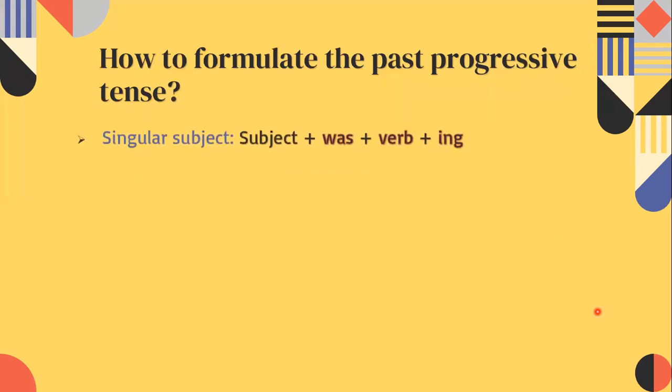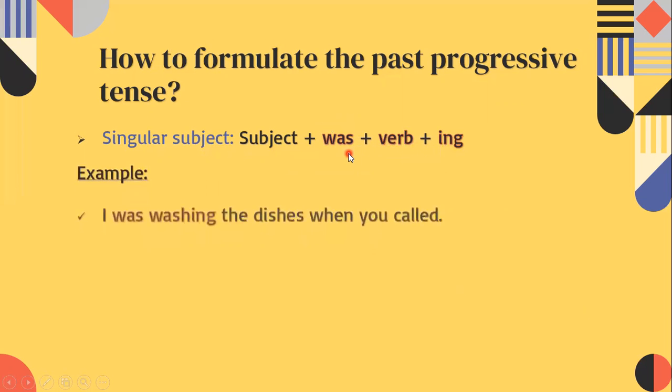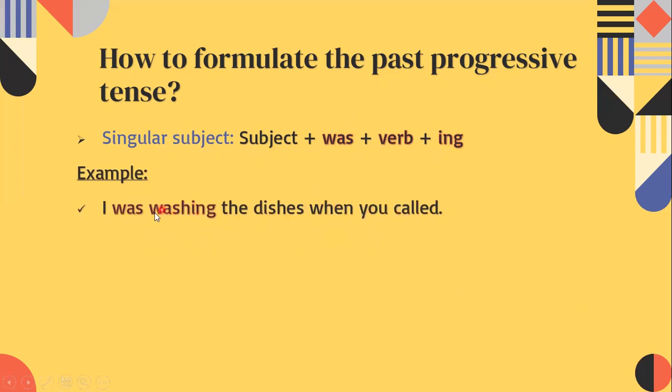Now, it depends on the subject. If the subject is singular, which means one person, I use was, and then I write the main verb plus ing. For example, was washing the dishes. I am one person, singular subject, so I use was. I was washing the dishes when you called.